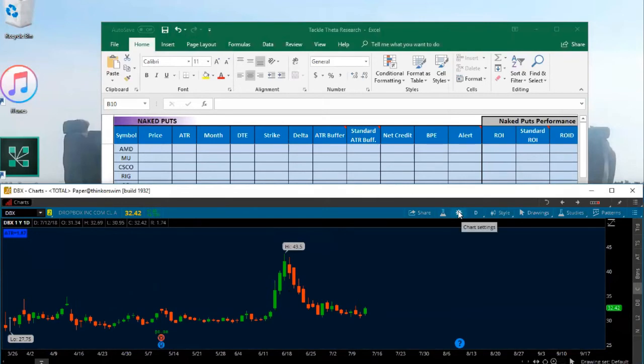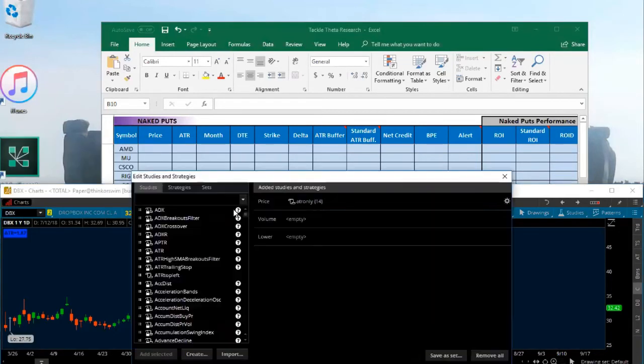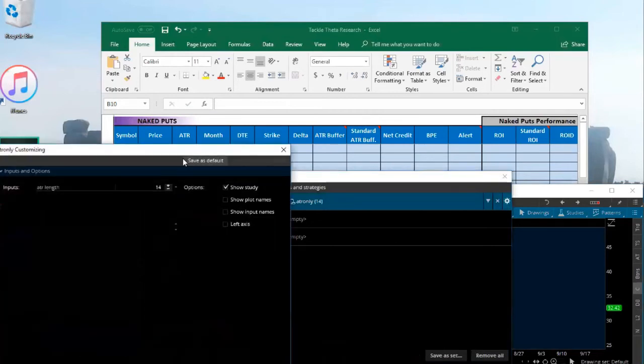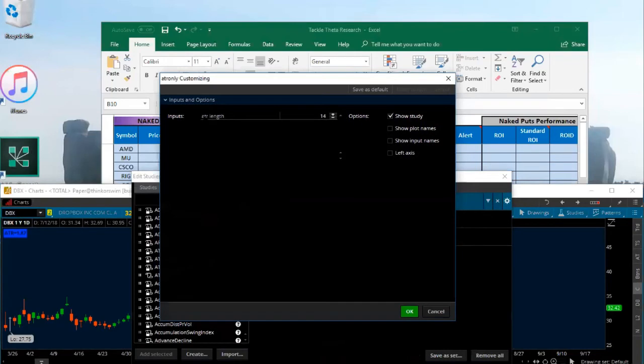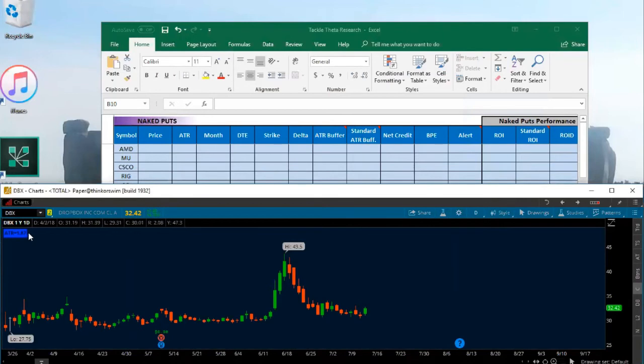Let me change a setting here so we can see it. ATR only. No, can't adjust that from here. It's a custom setting. So I'm going to have to zoom in here and look at that real close, see if I can see it.